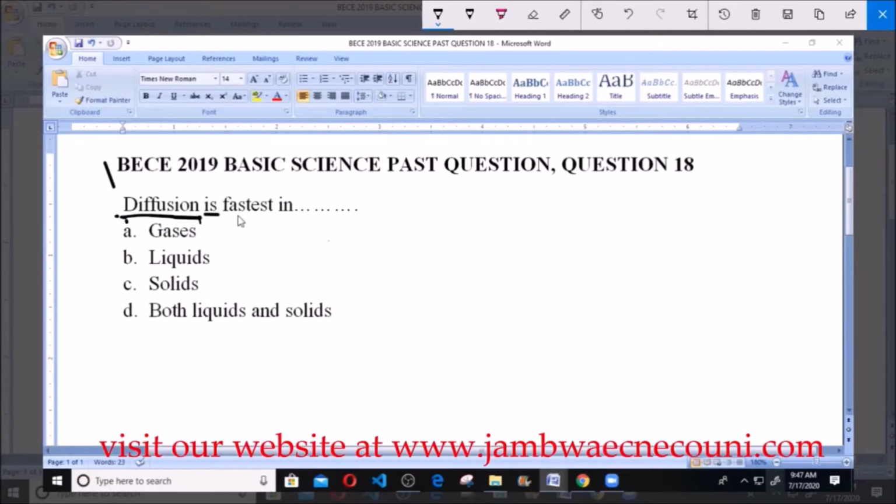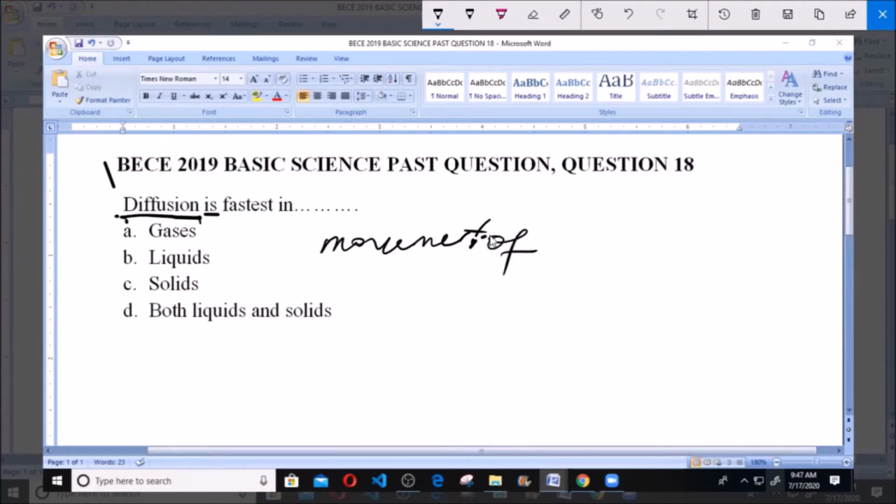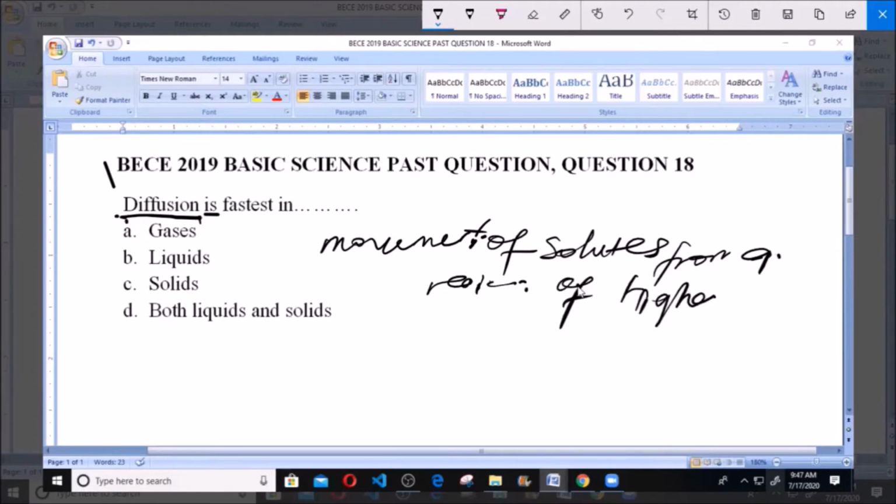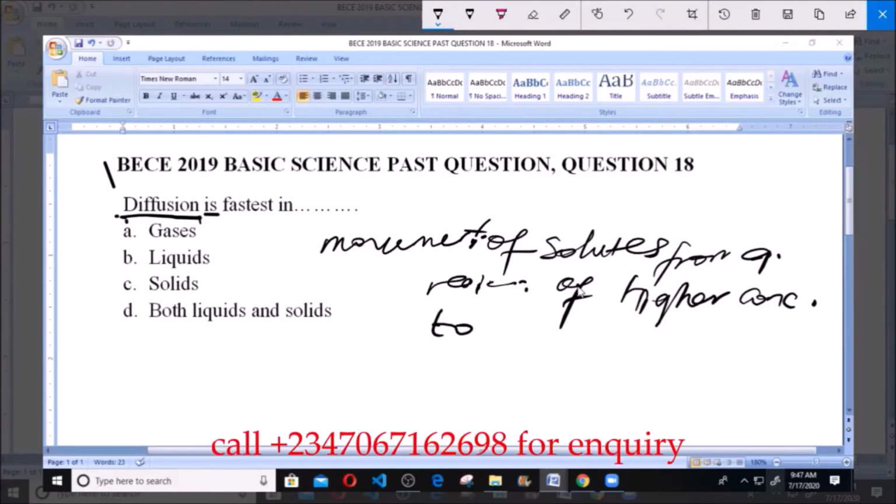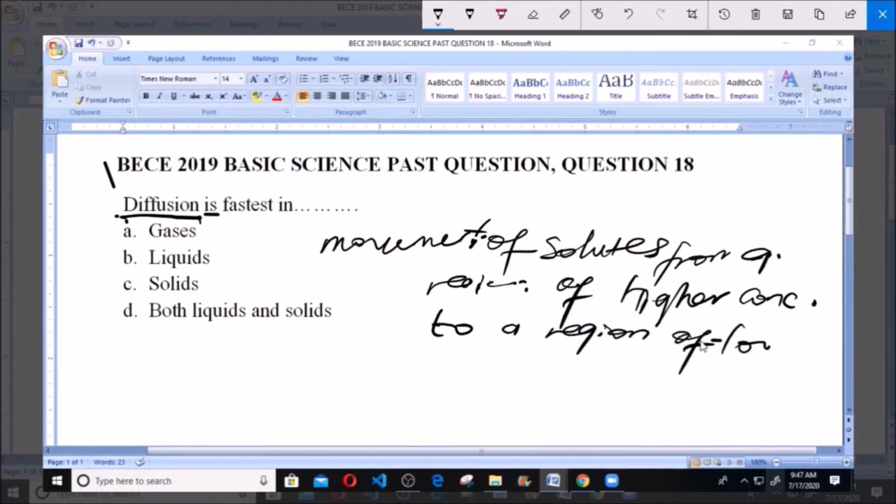Now, diffusion simply means the movement of substances, that is, be it gases, be it liquid or solid, from a region of higher concentration to a region of lower concentration until it is evenly distributed. So it just simply means the movement of substances, be it gas, liquid or solid, from a region of higher concentration to a region of lower concentration.